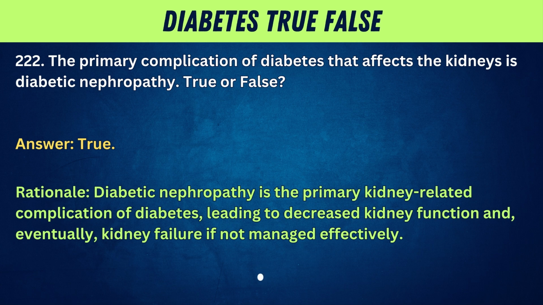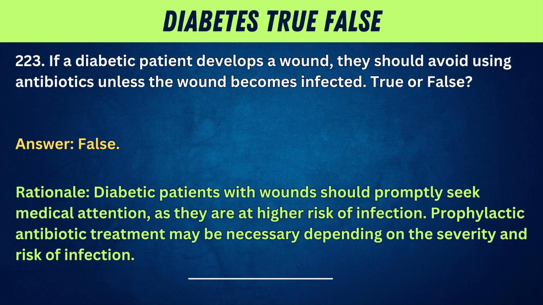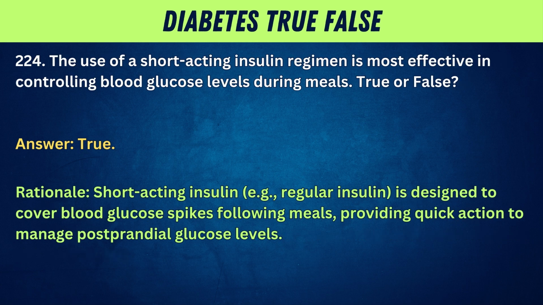not managed effectively. 223. If a diabetic patient develops a wound, they should avoid using antibiotics unless the wound becomes infected. True or false? Answer: false. Rationale: diabetic patients with wounds should promptly seek medical attention, as they are at higher risk of infection. Prophylactic antibiotic treatment may be necessary depending on the severity and risk of infection.